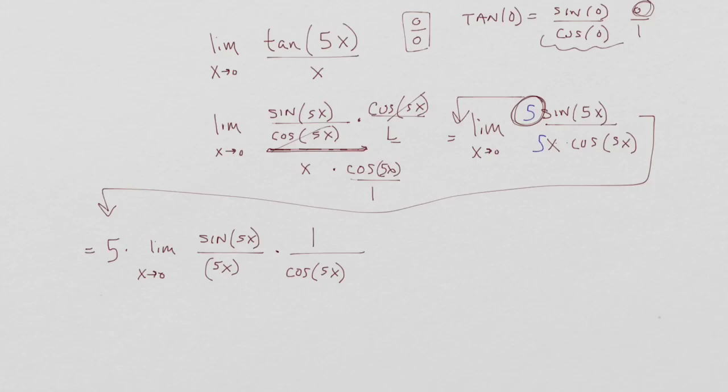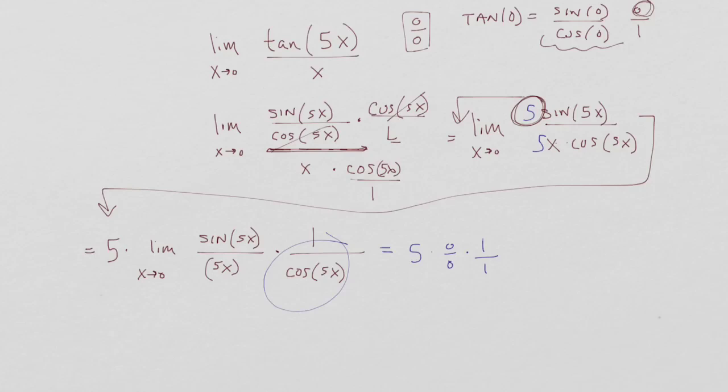The trouble is, the way that it's set up right now, if I just plug 0 in, I'm going to end up with 5 times sine of 0 divided by 0, which is indeterminate, multiplied by 1 divided by the cosine of 0 on this quotient right there. So if we were to write that all out, it would be 5 times 0 divided by 0 times 1 divided by 1, which we can't multiply by an indeterminate form.